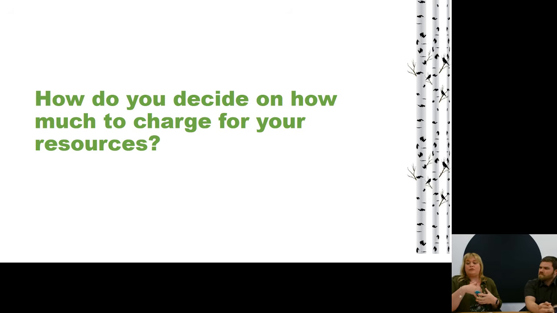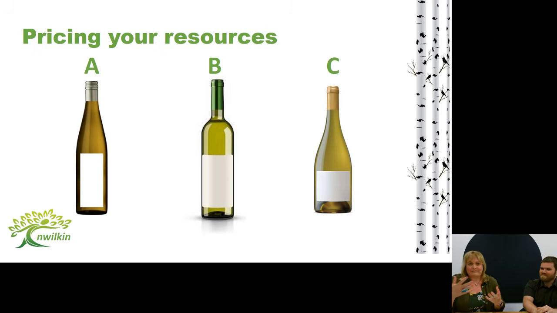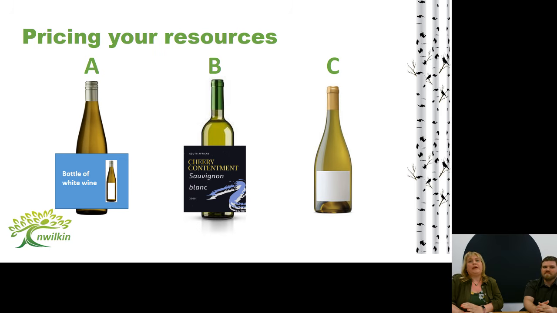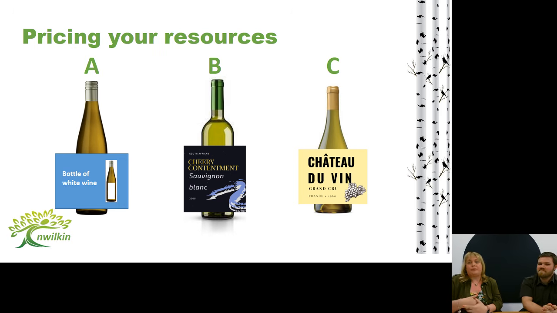But you also don't want to undersell yourself. So if we use some wine as an example, a subject close to my heart, if I was going to buy a bottle of wine, I wouldn't know which of these 3 bottles that I would want to buy. You can't smell it, you can't taste it, but all we've got is the shape of the bottle and the label. So bottle A is a bottle of white wine, bottle B is a bottle of cheery contentment, and bottle C is Chateau de Vin. Obviously I made them up.